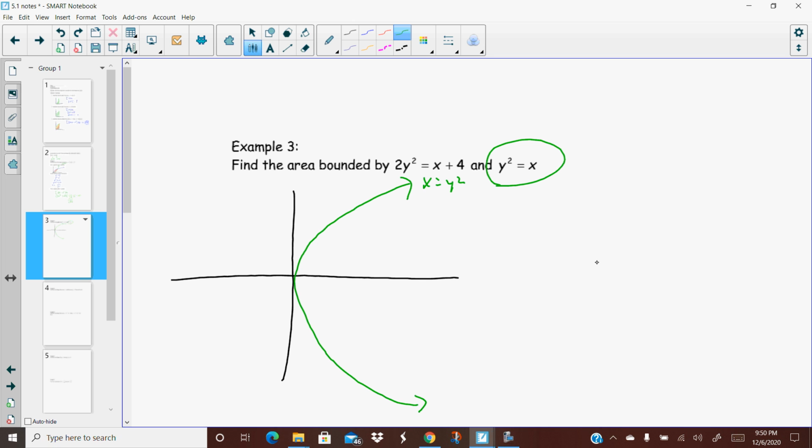Now, in order to solve this problem, I basically need to put the other formula into x equals something as well, so it's all in terms of y. So really, I'm going to take that first one and subtract 4 on both sides. So what I get is 2y squared minus 4 equals x.